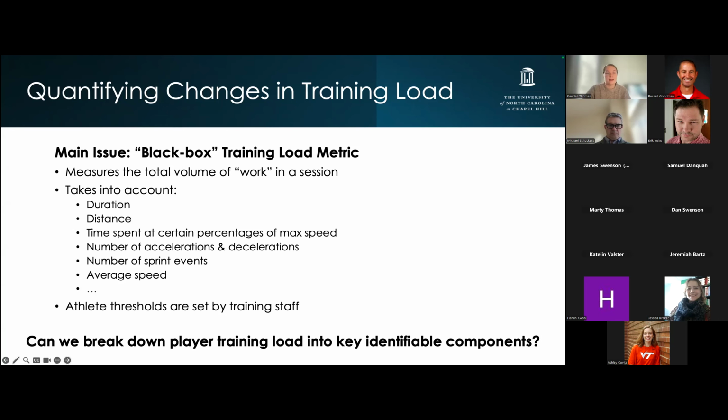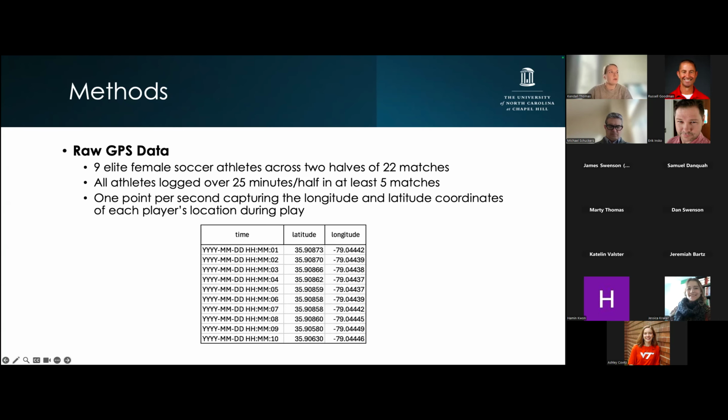training load. And so then from there, we had data from elite female soccer athletes, so we had 9 athletes that played across 2 halves of 22 matches. So basically, we filtered for only players that played over 25 minutes a half in at least 5 matches over the season. We could definitely look at decreasing this threshold as we go, but to get a kind of methodology, we wanted to make sure we had enough data that we would be able to tell something from it.